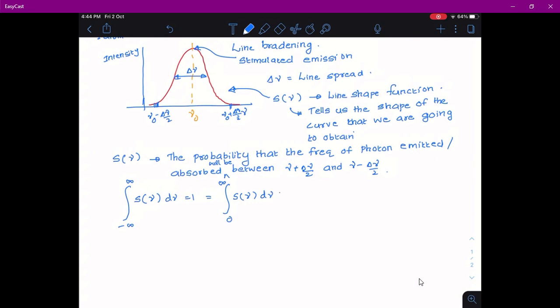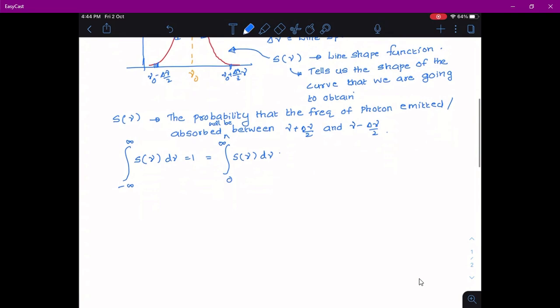Now, why is this line broadening happening? It is because of different physical phenomena. The broadening can be classified into two. The first one is called homogeneous broadening, and the second one is called inhomogeneous broadening.